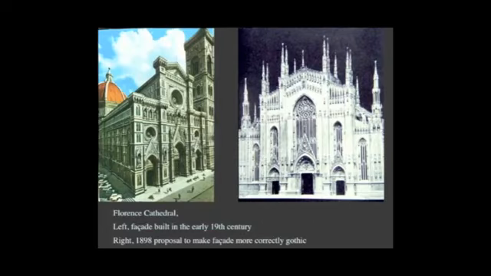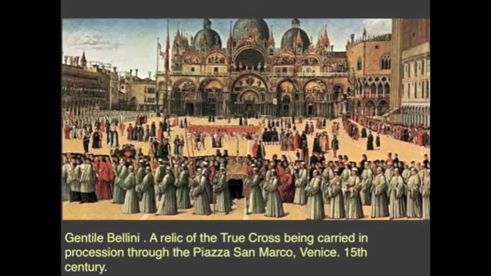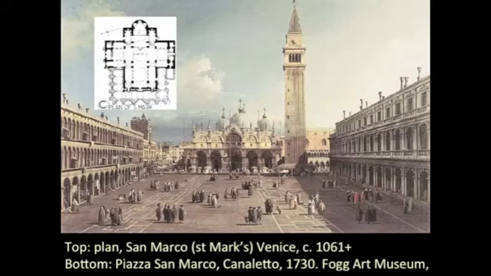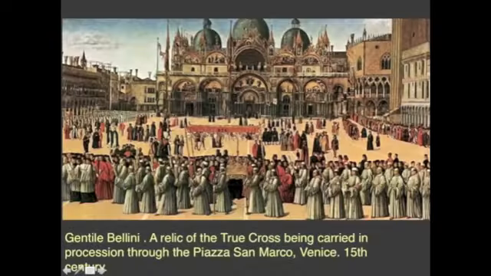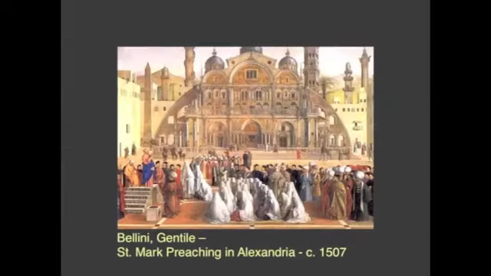By Gentile Bellini, Relic of the True Cross being carried in a procession through San Marco. I just want you to compare these two scenes. This is the Piazza San Marco, and we remember the Byzantine domes when we were talking about Byzantine architecture, the quincunx plan, the Byzantine dome, an attitude toward material as mosaic encrusted luminous surface rather than something that expresses its tectonic properties.